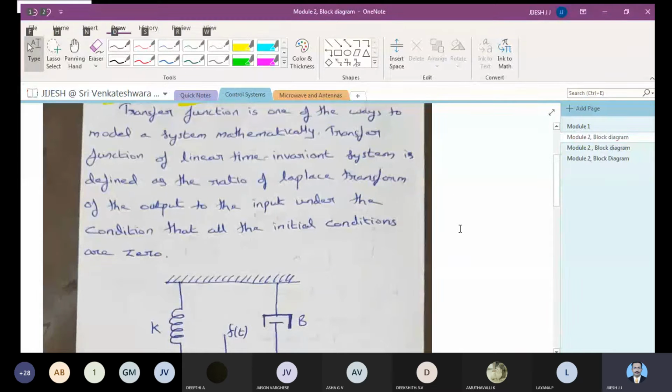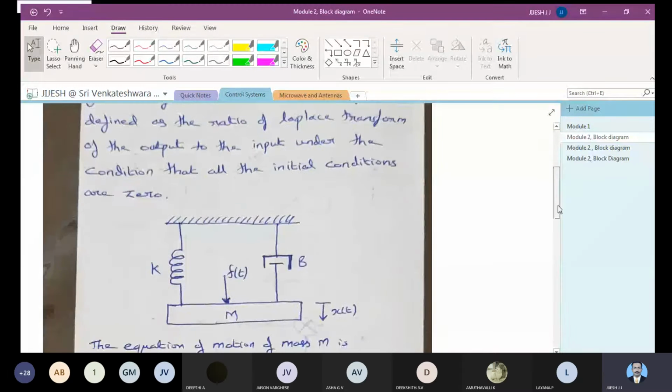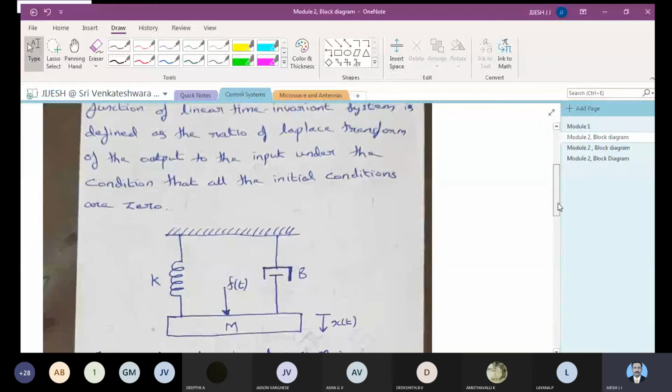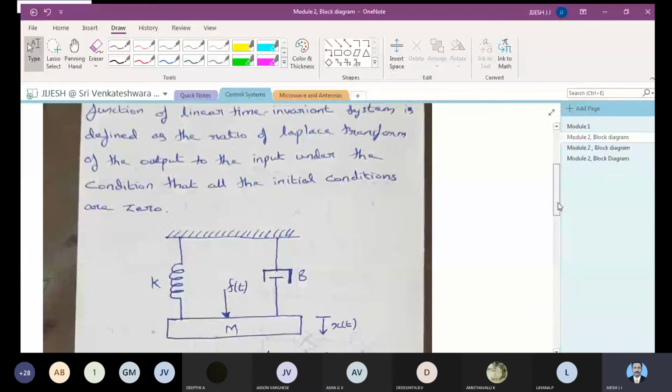So you have completed the definition. Then draw this figure. So we will be writing the transfer function for this, and then we will be understanding what a transfer function is and how to simplify the block diagram further.